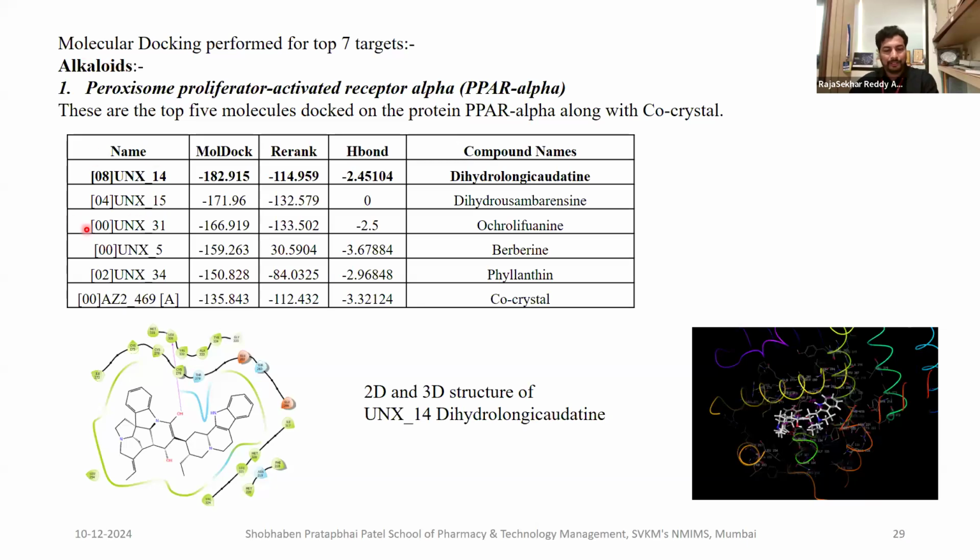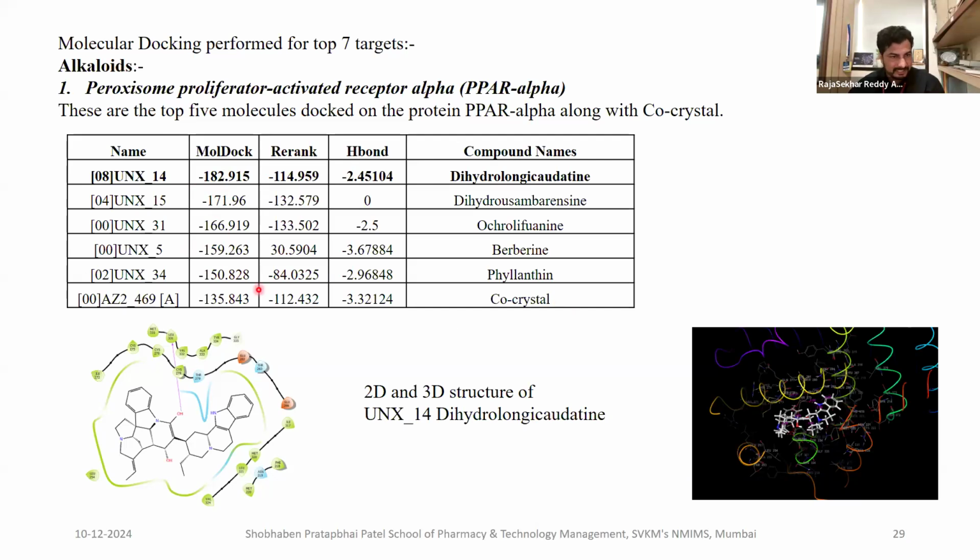And here I am showing you a number of slides. This is about docking data, in comparison with the co-crystallized ligand. I'll show you 3-4 slides quickly. Alkaloids: among that, I am showing only the top 5 alkaloids which are better than the co-crystallized ligand. You can see the MolDock score mentioned here, which is minus 182. Basically, this is generated with Molegro Virtual Docker.